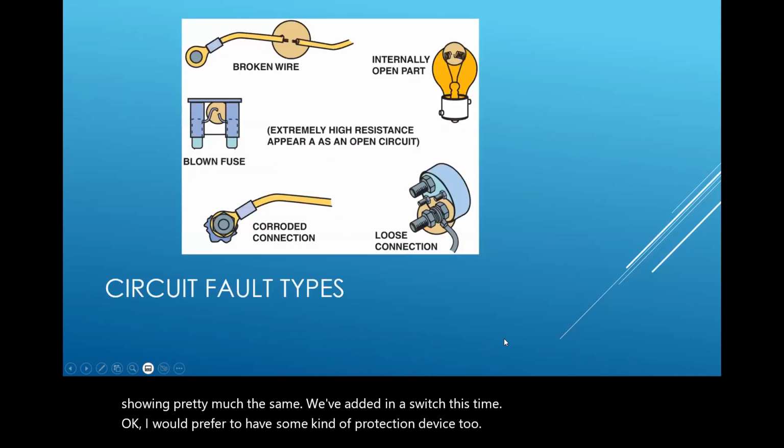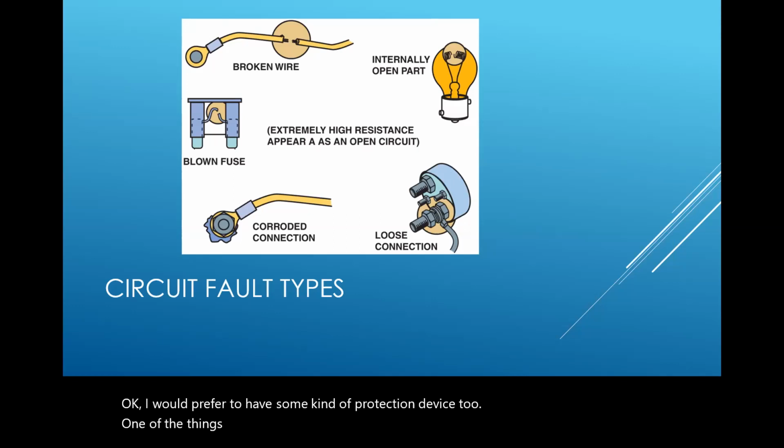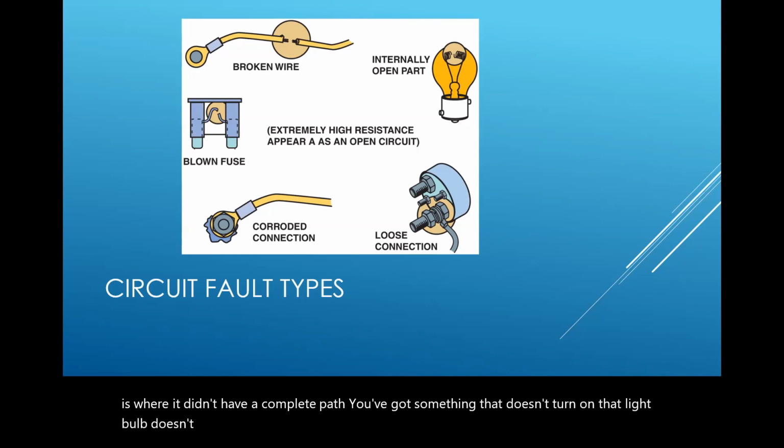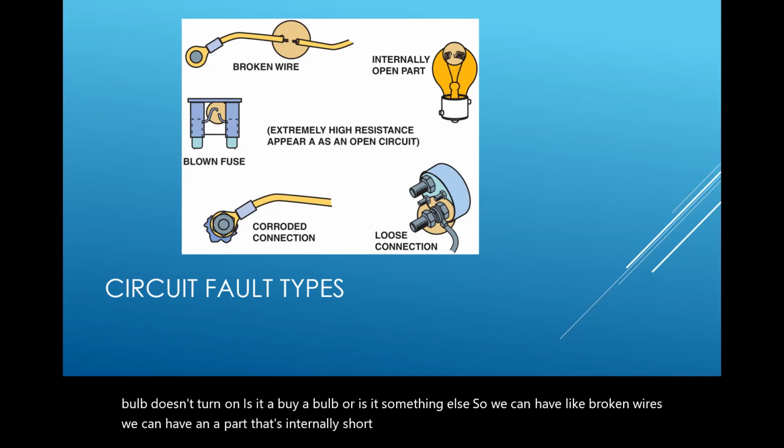And one of the things we look for in the automotive field is open circuits. This is where it didn't have a completed path. You've got something that doesn't turn on. That light bulb doesn't turn on. Is it a bad bulb, or is it something else? So we can have broken wires. We can have a part that's internally open.